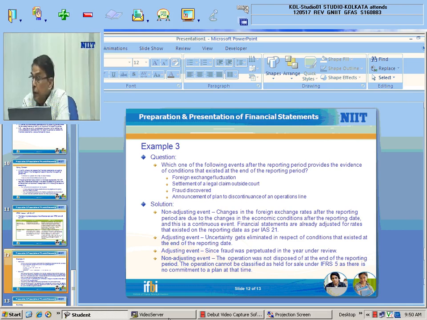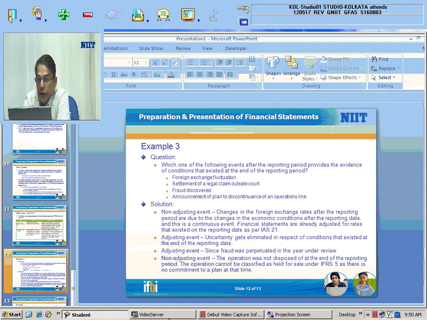First, foreign exchange fluctuation is a non-adjusting event, because changes in foreign exchange rates after the reporting period are due to changes in economic conditions after the reporting date. And this is a continuous event, because foreign exchange rates continuously change. One day's rate will be different from the next day's, and the rate at a particular hour can be different in the next hour. So this is due to economic conditions existing after the reporting date.